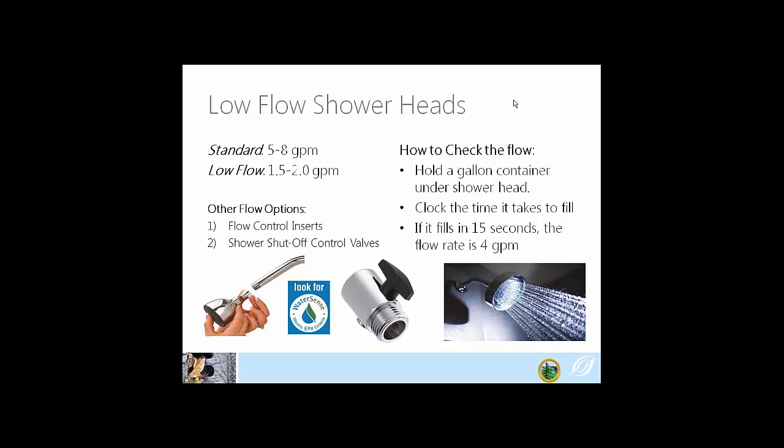If you're curious about how much water you're using, you can take a 1-gallon bucket and time the amount of time it takes to fill up. If it takes about 15 seconds to fill the gallon bucket, you're probably flowing at 4 gallons per minute and could really benefit from replacing that shower head.